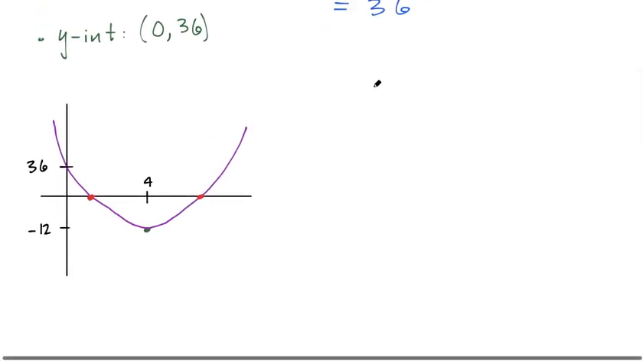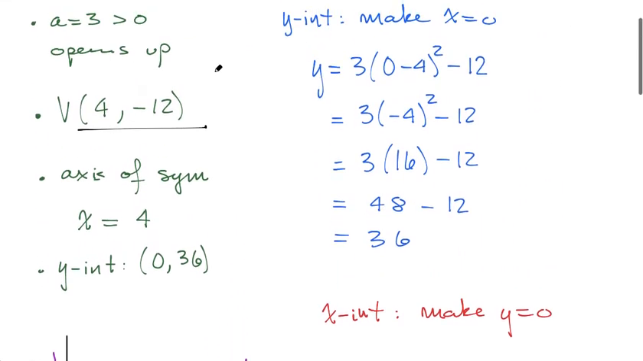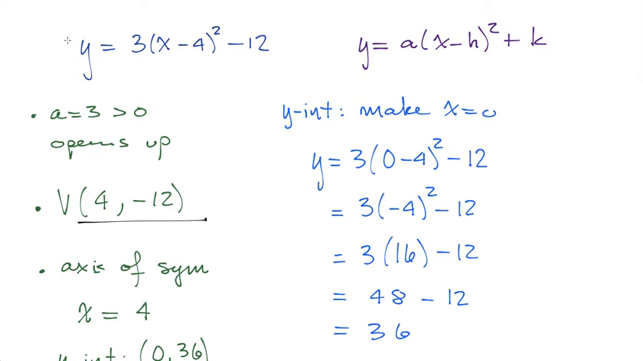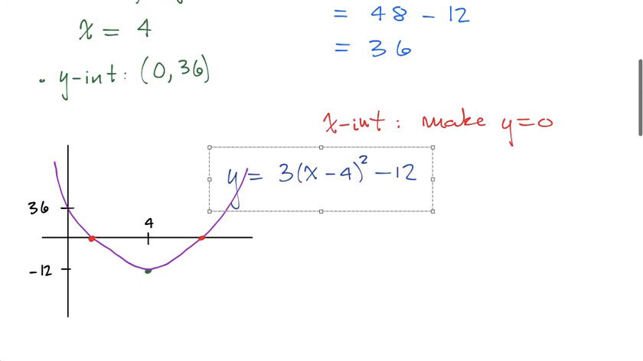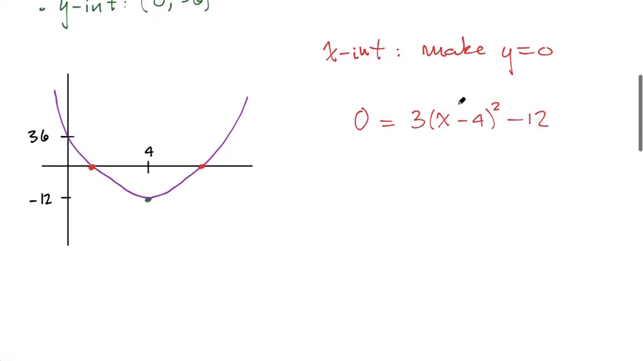The condition to find any x-intercept is make y equal to 0 and solve for x. So I'm going to make my y equal to 0. My original equation was y equals 3(x minus 4) squared minus 12. I'm copying that down here. And again, the condition is make y equal to 0. Now let's solve for x.